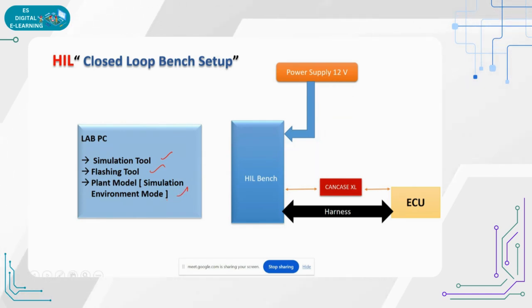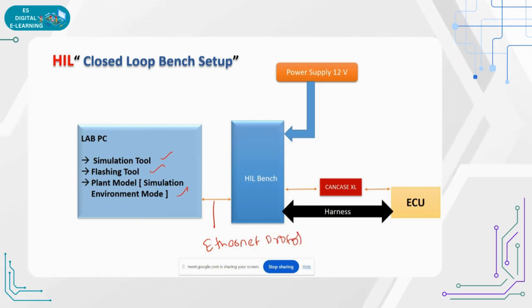So for communicating with the lab PC in the HIL, we are using Ethernet. Ethernet is a protocol for fast exchanging of data, and for communicating with the HIL, we are using this. Apart from the Ethernet protocol, we can also use fiber optic. This is way faster than Ethernet, but for most of the HILs we are using, it will be the Ethernet protocol. So this is about the closed loop system. Is it clear?